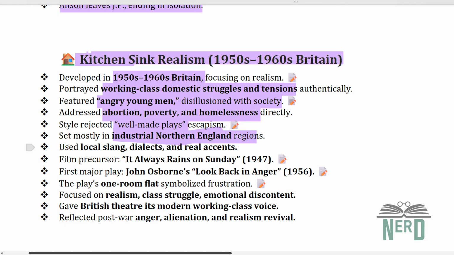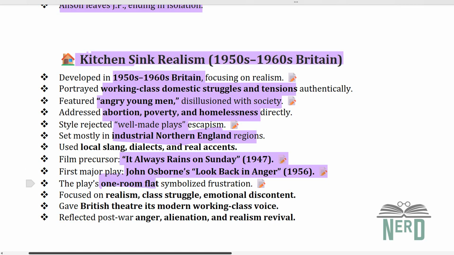Critics often trace the cinematic roots of the movement back to the film It Always Rains on Sunday, released in 1947, and that connection has appeared in exam as well. But the true breakthrough came in 1956 with John Osborne's Look Back in Anger, the first major kitchen sink play, and again, this title and year have been asked in exam.